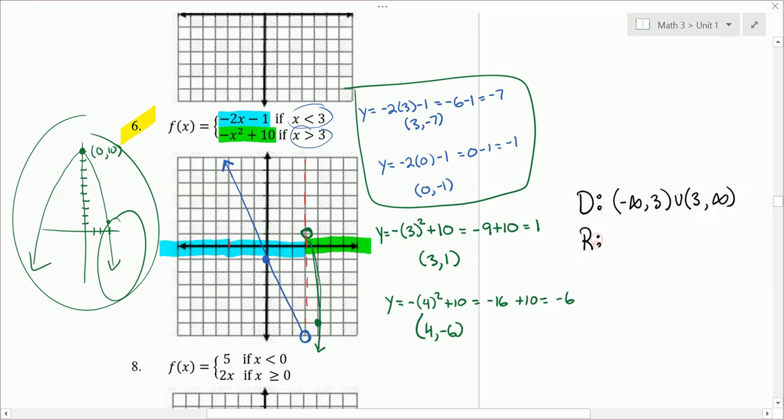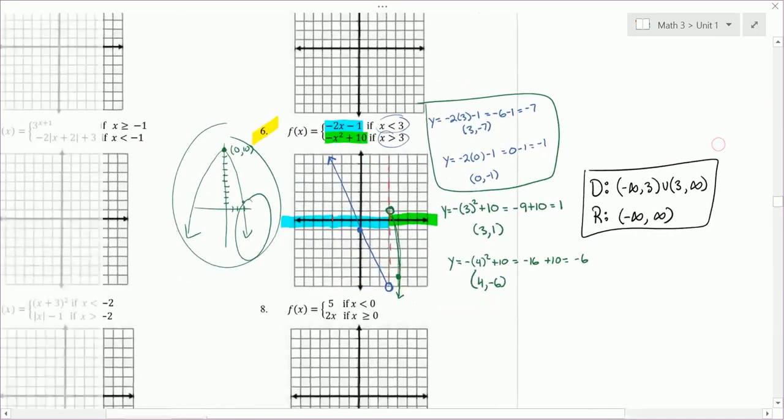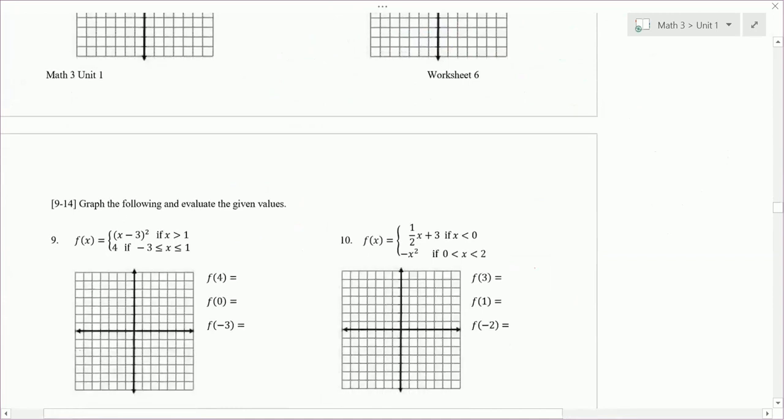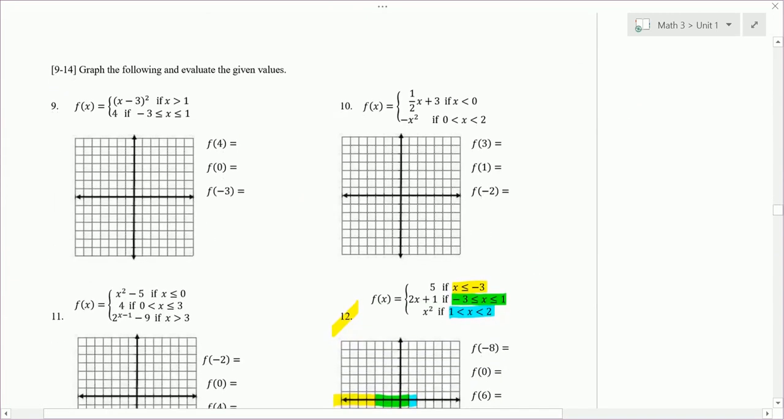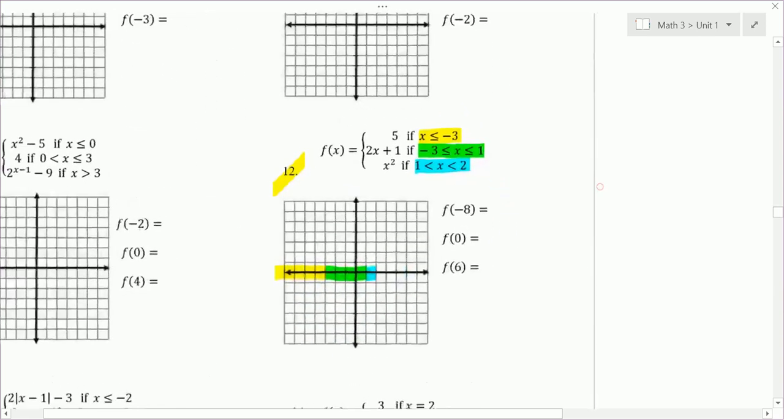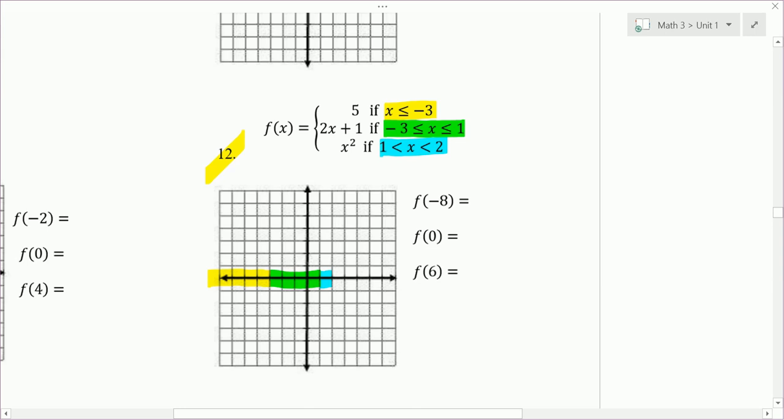The range, the lowest this goes is from the green. So you notice the green part goes all the way to negative infinity. And everything's covered all the way up to infinity. The blue goes up to infinity. So that's your domain and range for number 6. The one we're working on, number 12, doesn't say to state the domain and range. It just asks to graph the following and evaluate the given values. Okay. So we're going to evaluate some of these values.